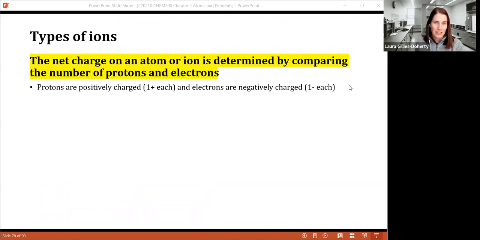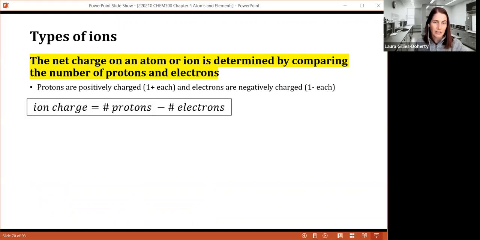So again, the net charge on an atom or ion is determined by comparing the number of protons and the number of electrons. Protons are each positively charged. They each have a charge of +1. And electrons are negatively charged. They each have a charge of -1.